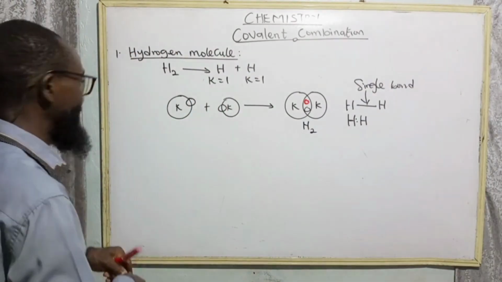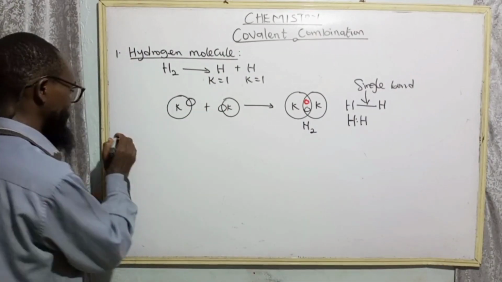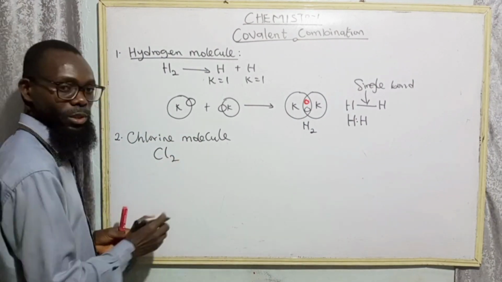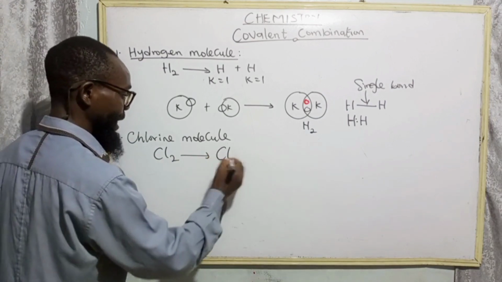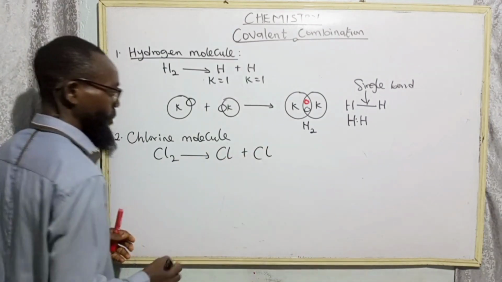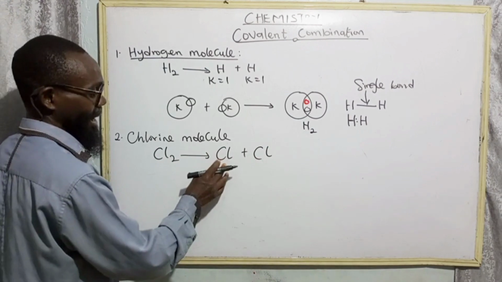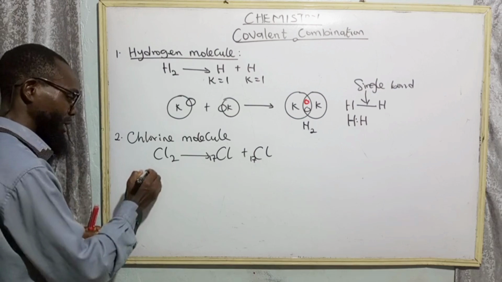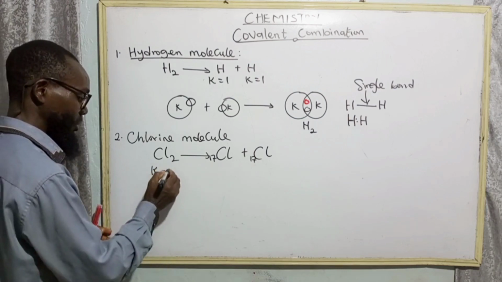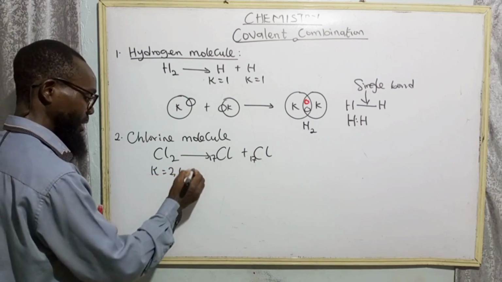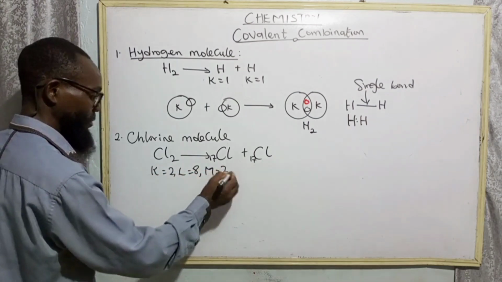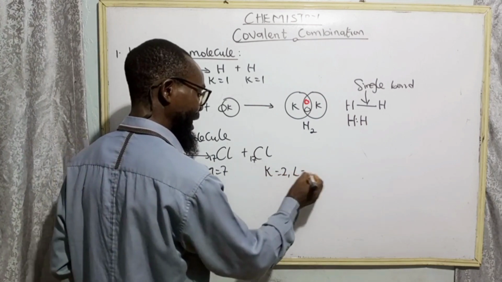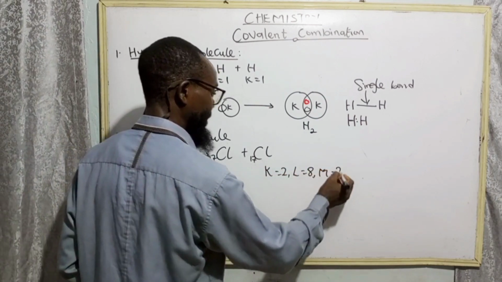Now another one, let's look at the formation of the chlorine molecule. Here we have Cl2. When it breaks down, it's going to form Cl plus Cl. We know very well that chlorine has an atomic number of 17. For the first one, K shell 2, L 8, and M shell 7. For the second one, K shell 2, L shell 8, and M shell 7.